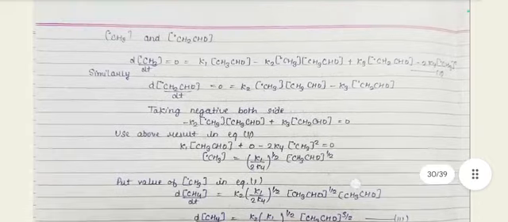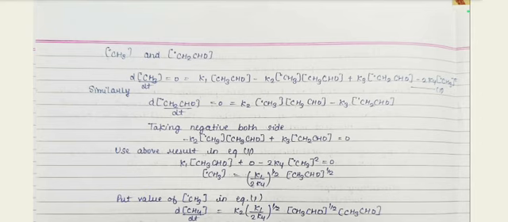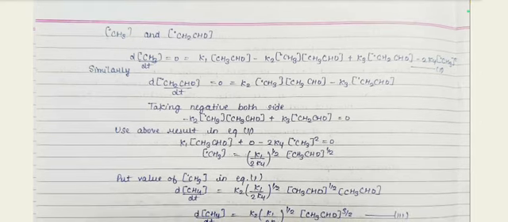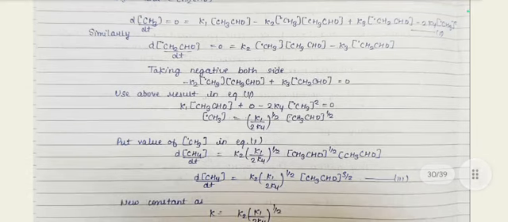Overall rate expression. Apply the steady state approximation on CH3 and CH2CHO. d[CH3]/dt is equal to K1[CH3CHO] minus K2[CH3][CH3CHO] plus K3[CH2CHO] minus 2K4[CH3]^2. Similarly, d[CH2CHO]/dt is equal to 0, which is K2[CH3][CH3CHO] minus K3[CH2CHO]. Taking the negative on both sides, minus K2[CH3][CH3CHO] plus K3[CH2CHO] is equal to 0.